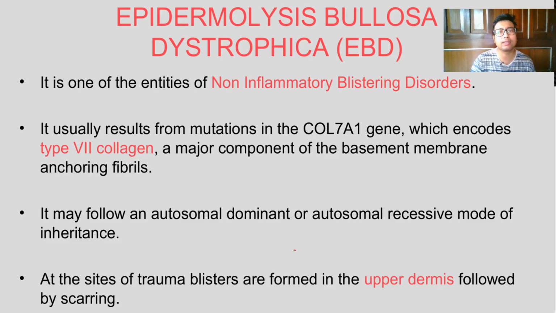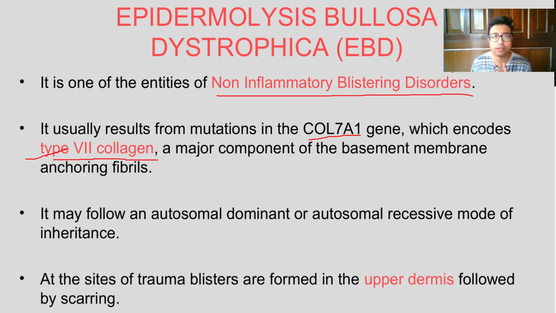This is nothing but EBD, epidermolysis bullosa dystrophica, a defect in type 7 collagen, okay. Very few things you need to know. You don't need to remember the disease or gene, collagen 7A1, okay. Just remember it is one of the entries of non-inflammatory blistering disorders, okay.